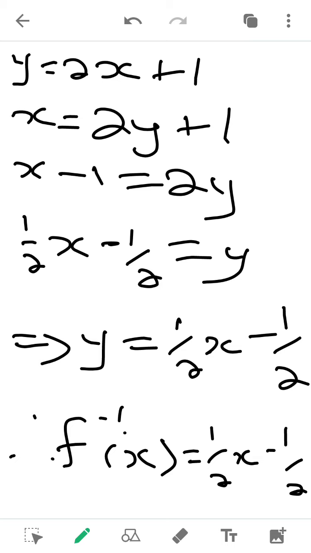So remember yesterday, to draw any graph, you must first find the x and y intercept. So let's first find the x and y intercept of f of x.